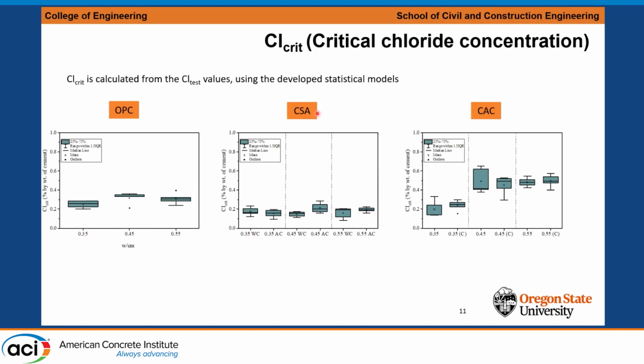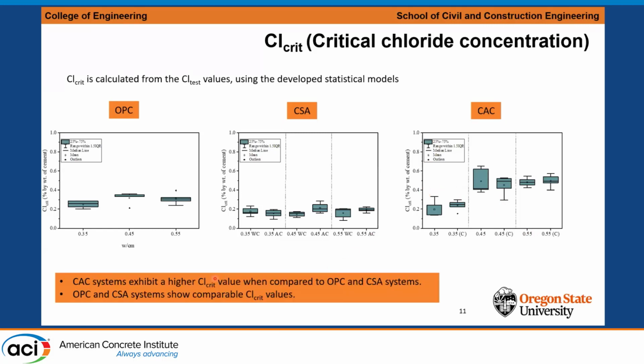And then for CSA, you can see here that almost for all the cases, whether it's wet cured or ambient cured, and also across different water to cement ratios, the critical chloride values, as a percentage by weight of cement, are ranging between 0.1 to almost 0.3. And again, when it comes to CAC, we can see here that especially at higher water to cement ratios, like 0.45 and 0.55, the critical chloride concentrations are between 0.4 to 0.8. So that's the takeaway from this: the CAC systems exhibit a higher CL crit value when compared to OPC and CSA systems. And OPC and CSA systems show comparable CL crit values.